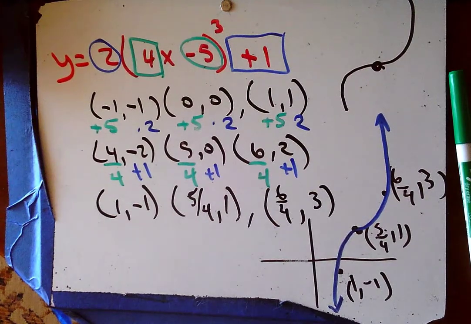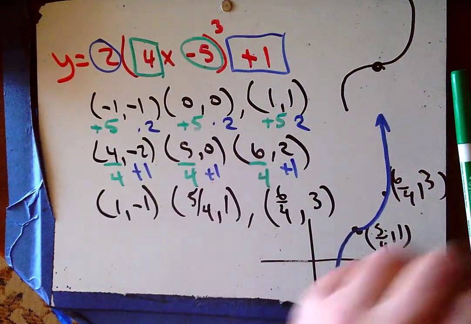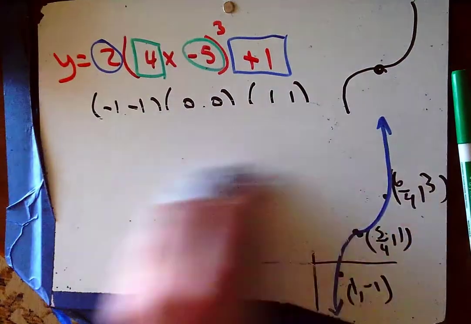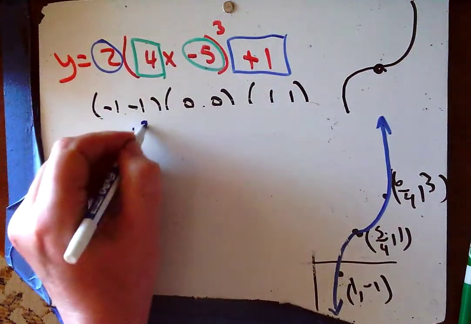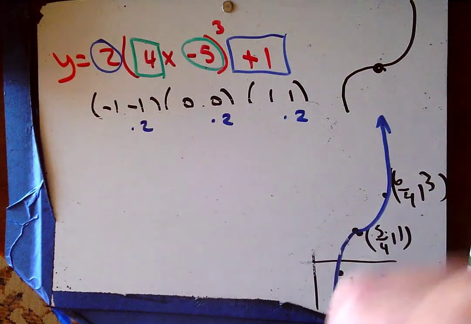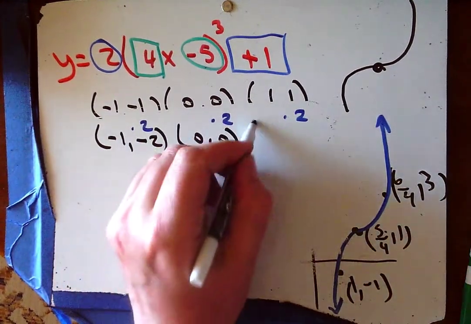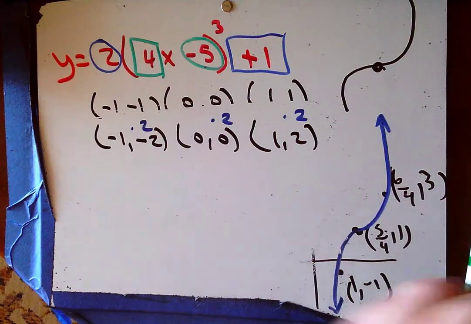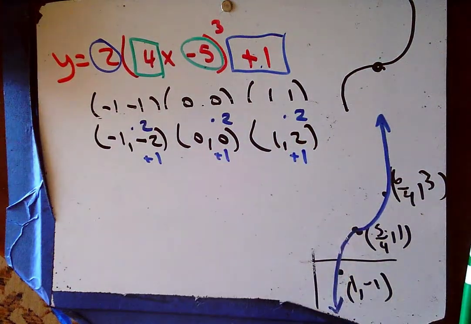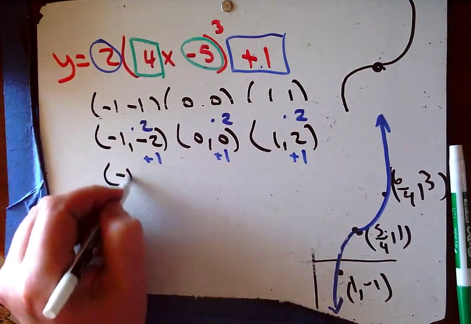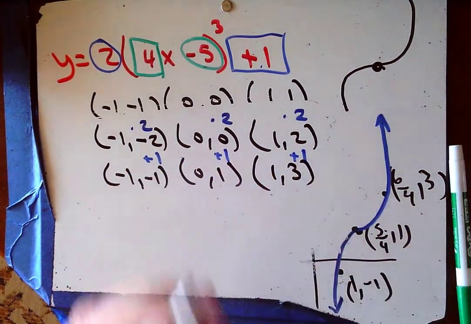Four transformations. Now, some students don't want to do 2 transformations at a time. They want to do 1 at a time, because this is kind of confusing and new. So let's do it that way. Okay, I'm going to go through and multiply all the y's by 2. And so now I've got the points (-1, -2), (0, 0), (1, 2). And then I need to add 1 to all the y's. And so now I've got (-1, -1), (0, 1), and (1, 3).